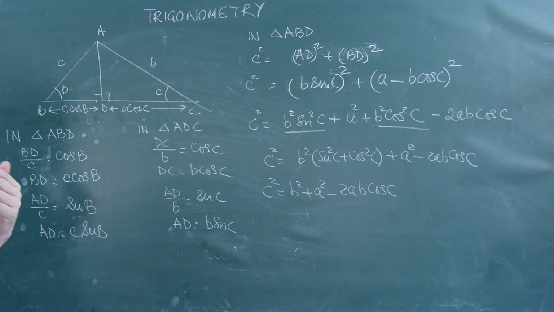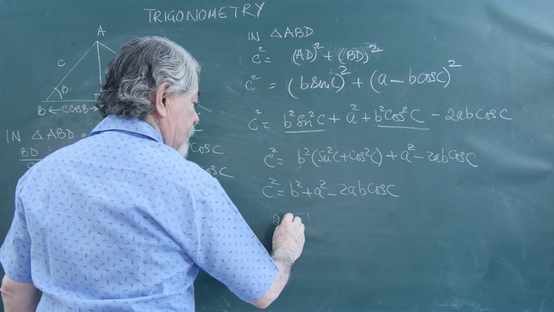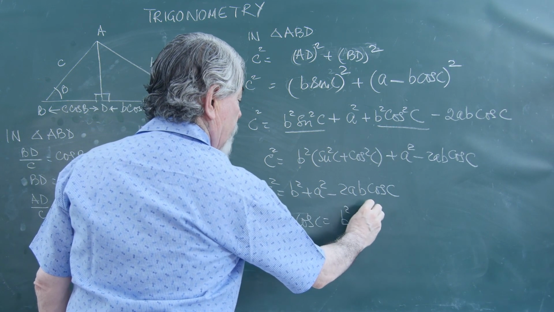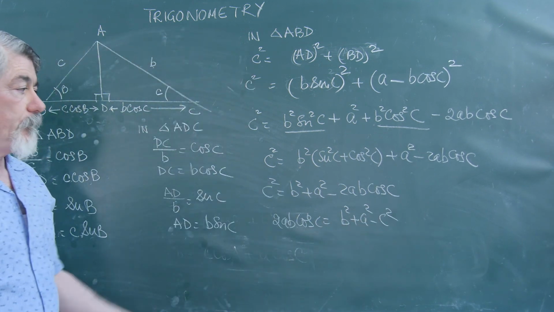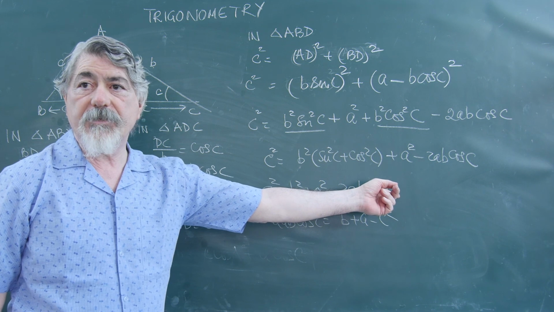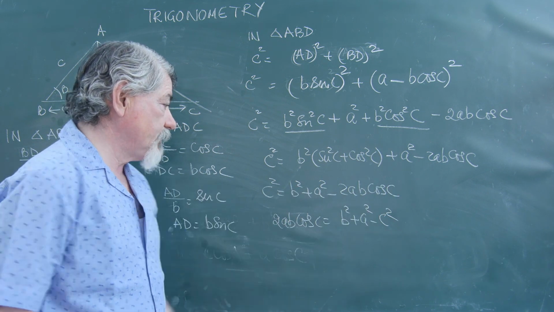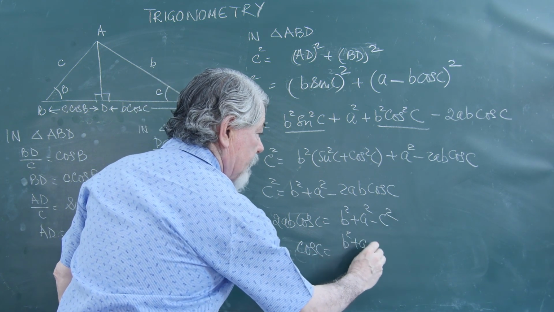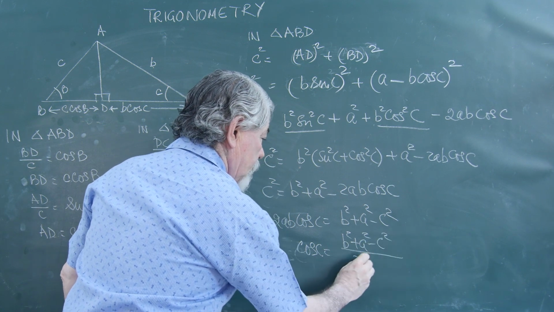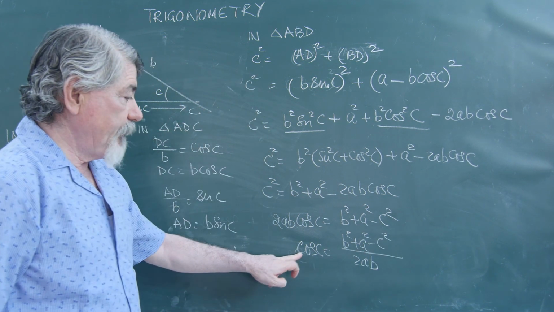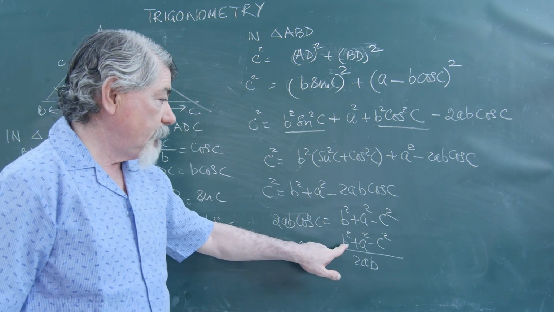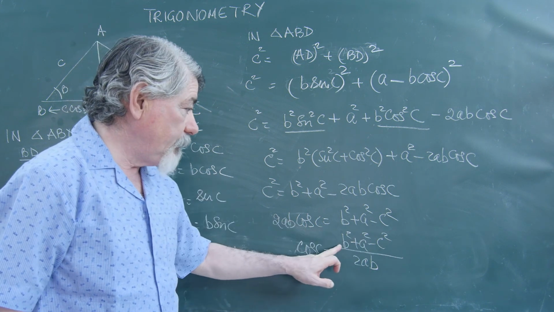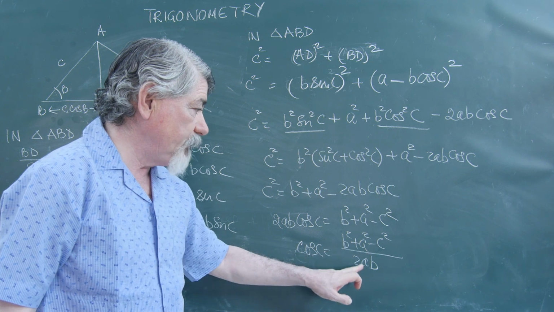Now I'll bring 2AB cos C to one side and make it positive: 2AB cos C is equal to B square plus A square minus C square, as I transferred C square. Or cos C will become B square plus A square minus C square upon 2AB. To remember this, when we are talking of cos C, we start with A square and B square, not C square. C square comes as minus, and in the denominator it will come 2A into B.